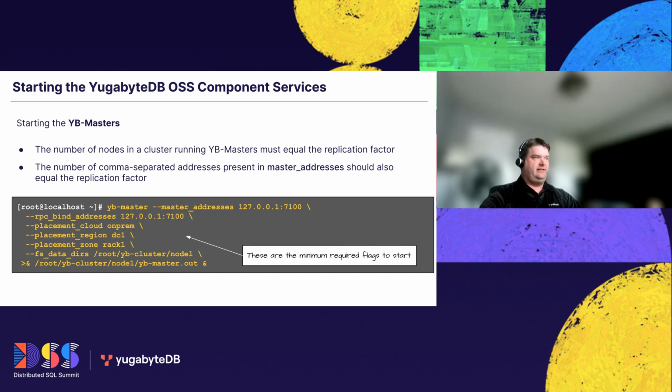And you'll see here, we have to give it a placement, to give you a cloud, a region, and a zone, a directory where you're going to put your log files and your data files. And then, of course, an IP address. And here I'm just using the loopback address.